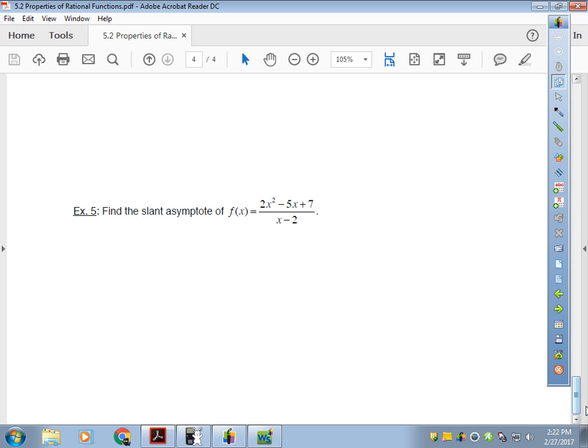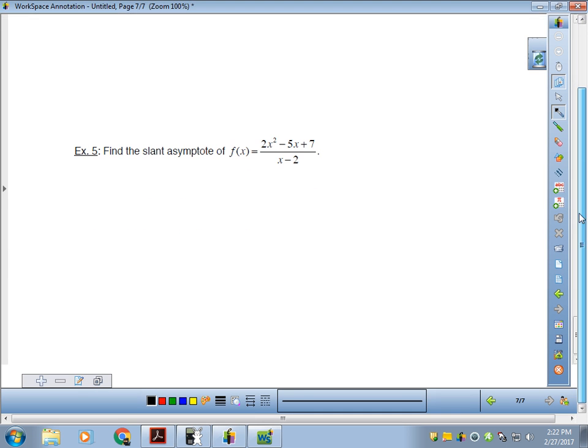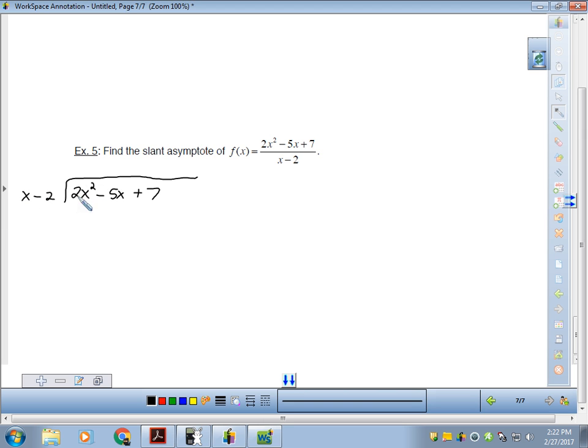Okay, let's look at our last example. It asks us to find the slant asymptote for f of x equals 2x squared minus 5x plus 7 over x minus 2. Again, we're going to do long division. We have 2x squared minus 5x plus 7, and we're dividing it by x minus 2. What do I need to multiply x by to get 2x squared? I need to multiply it by 2x. 2x times x is 2x squared. 2x times negative 2 is negative 4x. And then we subtract.